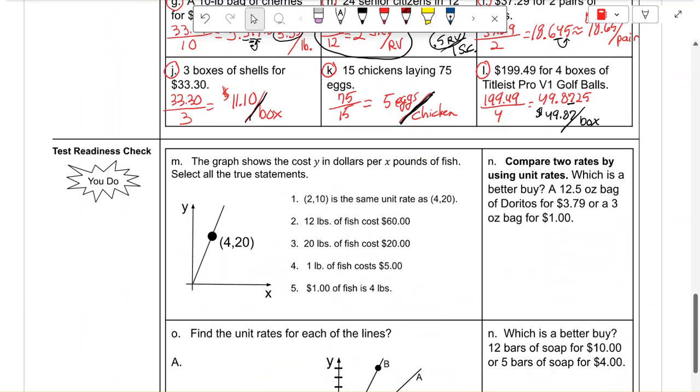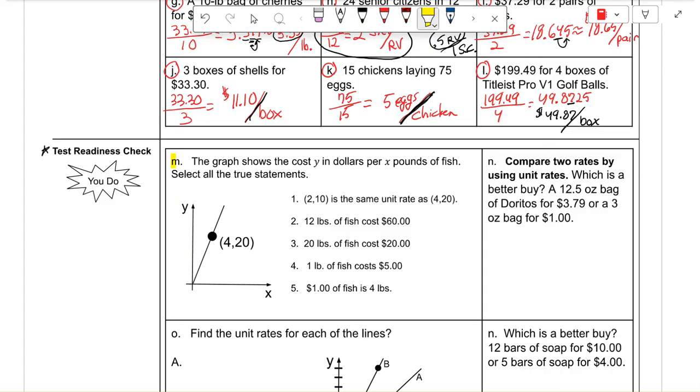Now, if you haven't figured it out already from the first 2 units, you should be able to know that these test readiness check questions are going to be on the test. I can see that some people do not have these done and are losing points on their notes packet. So make sure you get these done. Now, this is a you-do. But let me get you started here.